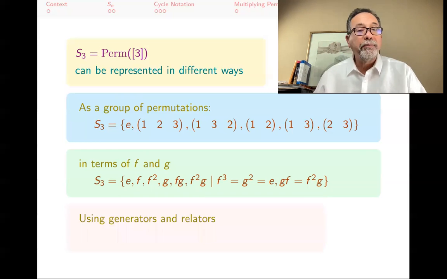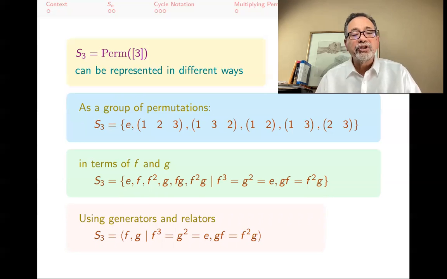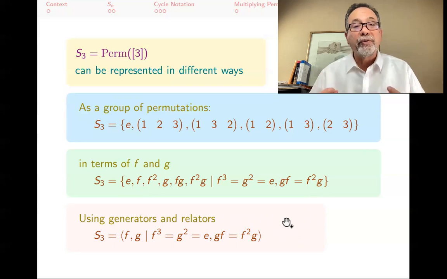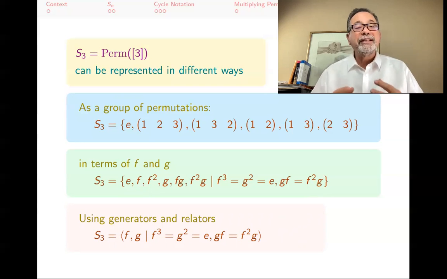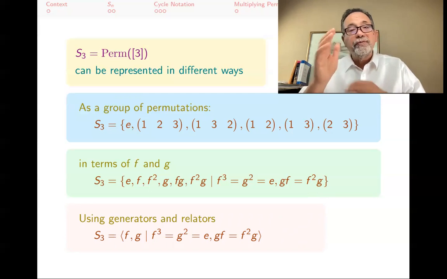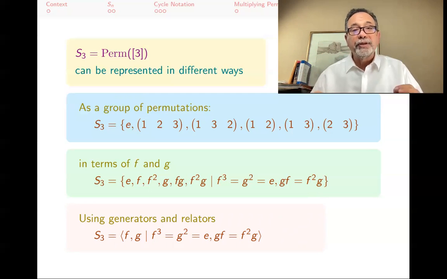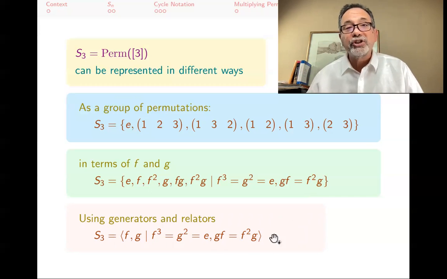The shorthand way, maybe our favorite way of writing it, using generators and relations, is to write that S3 is the group generated by F and G. When we put these pointy brackets, the way we read that is the group generated by F and G. That means that you can write any word, any string of letters with F's and G's, F, F, G, F, G, G, F, F, F, F, and all of those elements will be in S3, except you get to simplify them using these relations as we discussed.